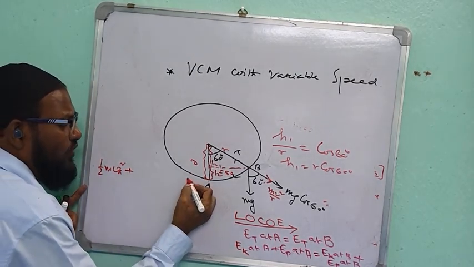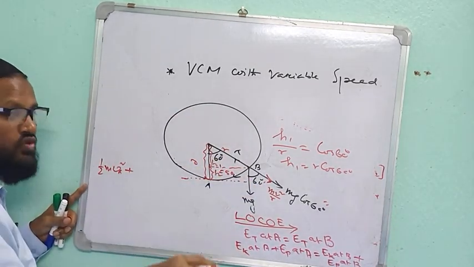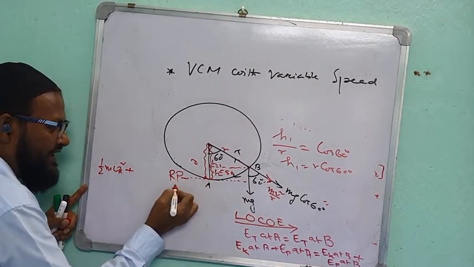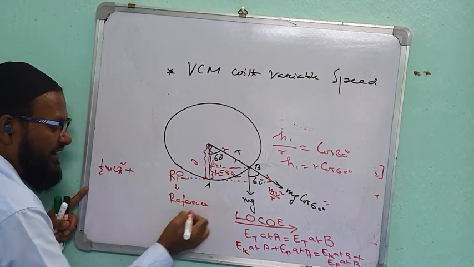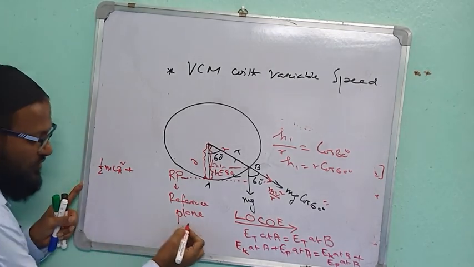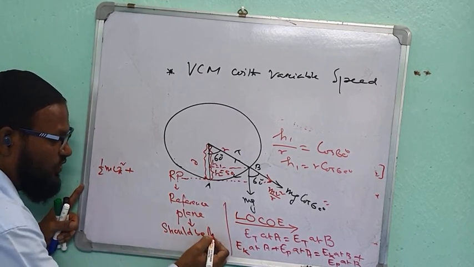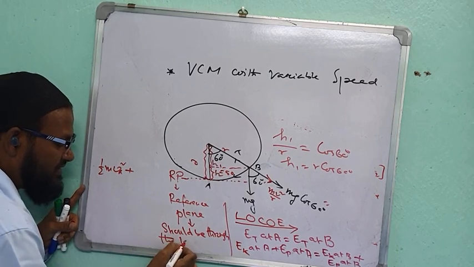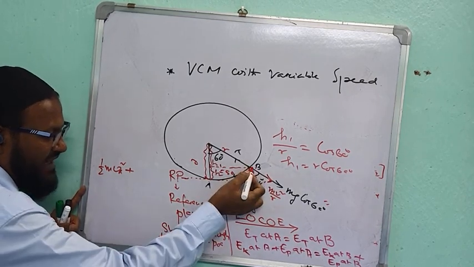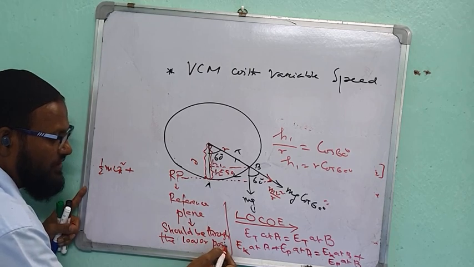In case of potential energy, there will be one reference plane. What is the reference plane? Reference plane should be through the lowest position out of the two. This position, this position, which is the lowest position? This is known as the reference plane. Please write down. Reference plane should be through the lowest position. This is important. Out of the two, the lower position. This is the higher position, not the lowest.